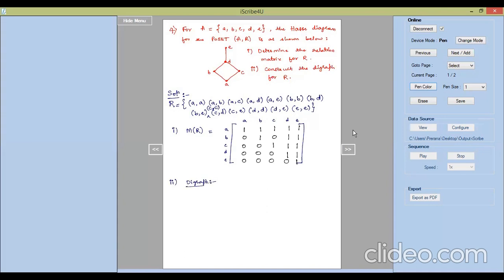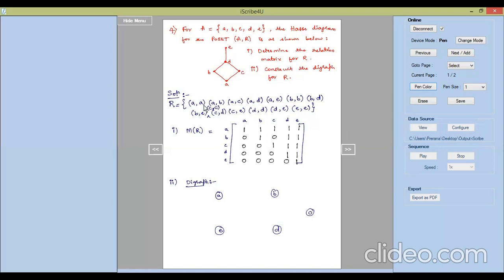Digraph. Let us first write down the vertices, that is A, B, C, D, E. I'll just circle them and write them down. So this is A, B, C, D, E. We will now draw the edges with arrows. A digraph is a directed graph. So with arrows we have to draw, looking into the relation R.